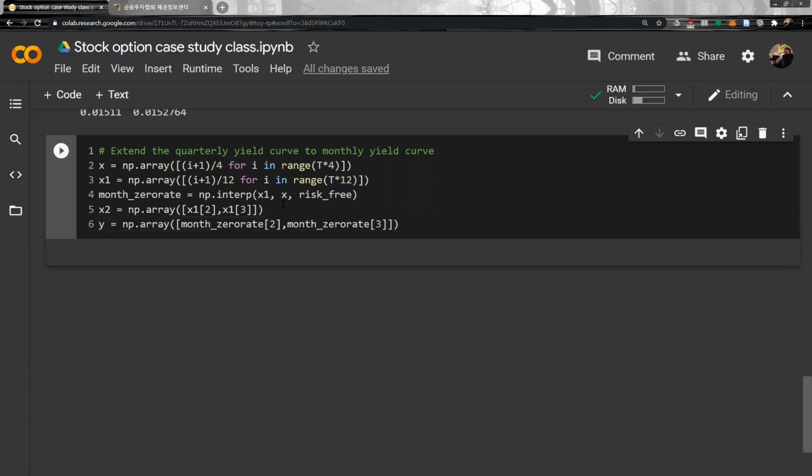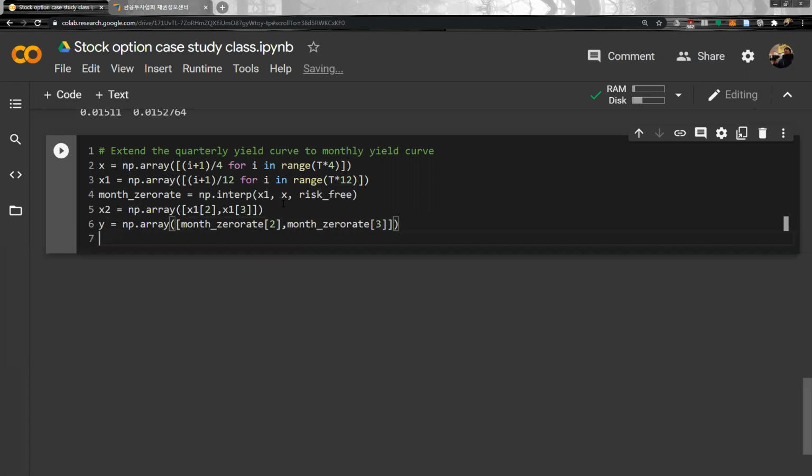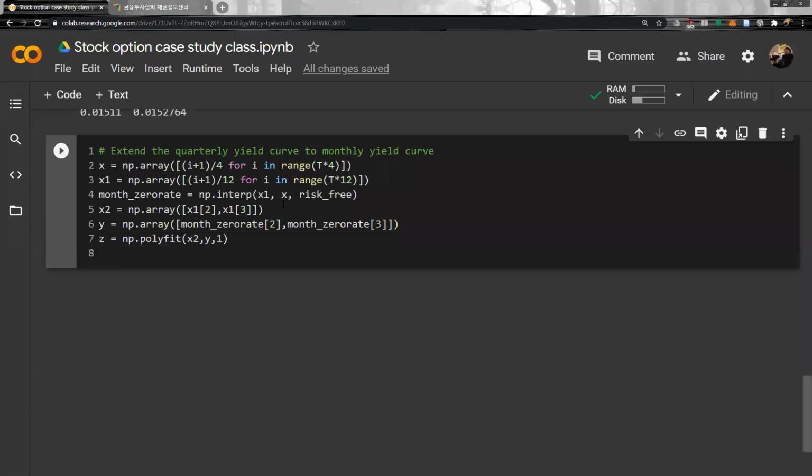Okay, and then we want to find the relationship between month and the yield using a polynomial function, basically a linear function in our case. So z equals np.polyfit, polynomial fit, and then x2, y, with a linear function, first order. Okay, and then let's print z.